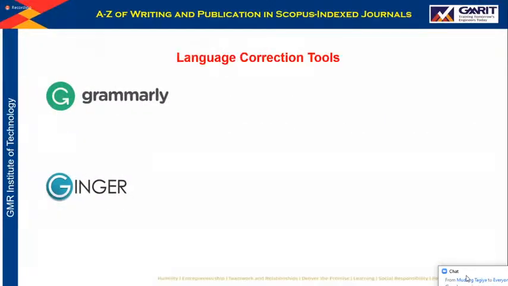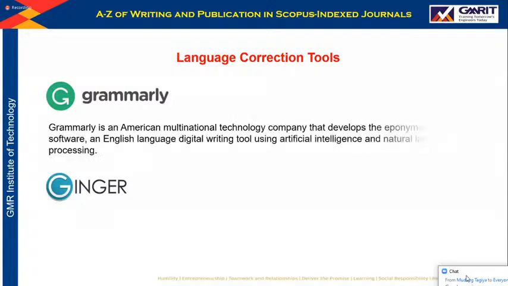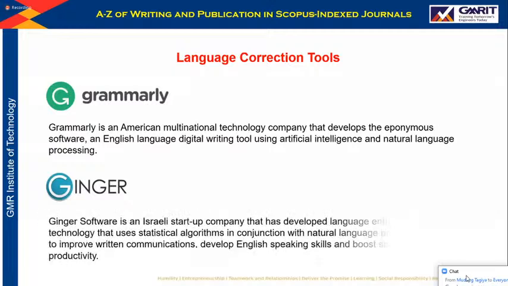The next one is language correction tools. Some people say grammar tools, some people say language correction. I feel language correction tool is the right label. Grammarly is one pioneering tool, available free as well as paid, from an American multinational technology company that provides wonderful services in correcting, editing and refining our English language. And Ginger is one more language correction software, from an Israeli startup.